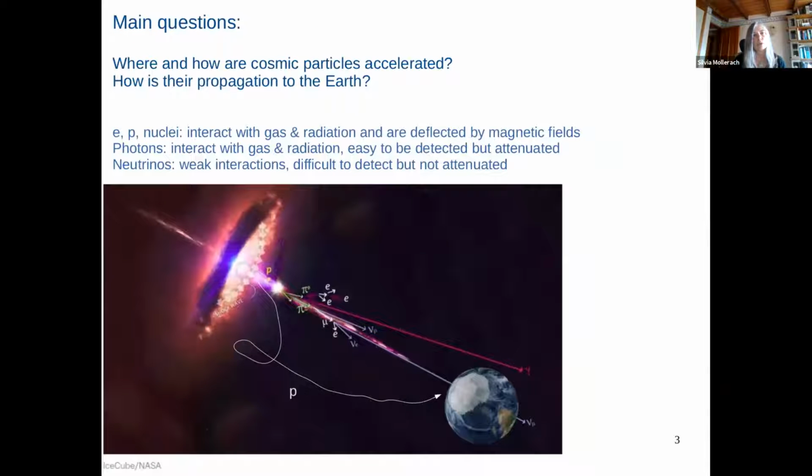The main question that we would like to answer about these particles is where and how they are accelerated, and how they propagate to the Earth. We have to take into account that charged particles interact with the medium while they travel and are also deflected by the magnetic fields. Photons can travel straight, but they are also attenuated during their trip, while only neutrinos come unattenuated and in a straight trajectory.